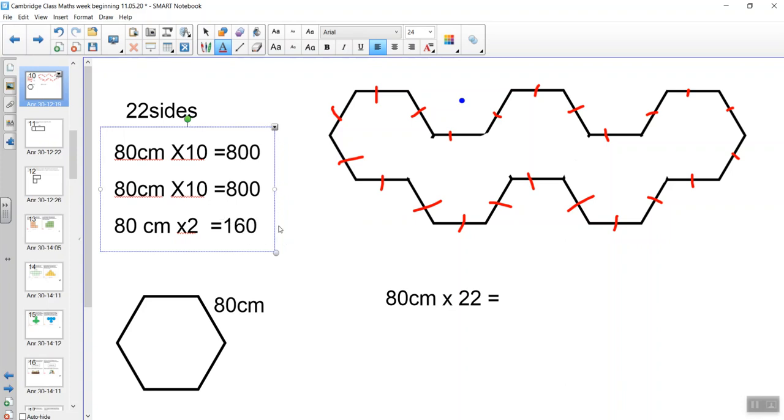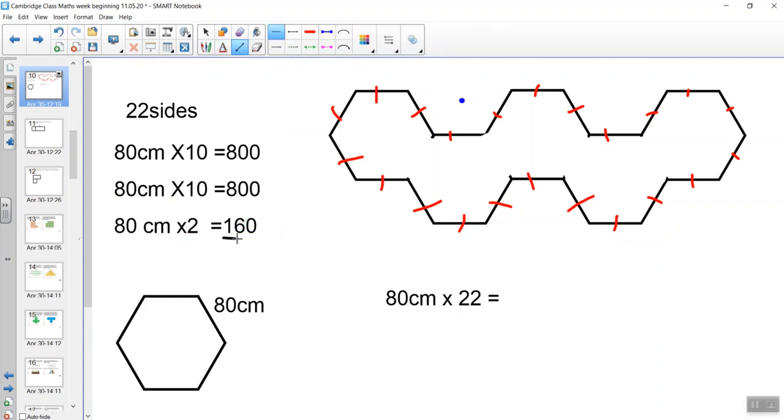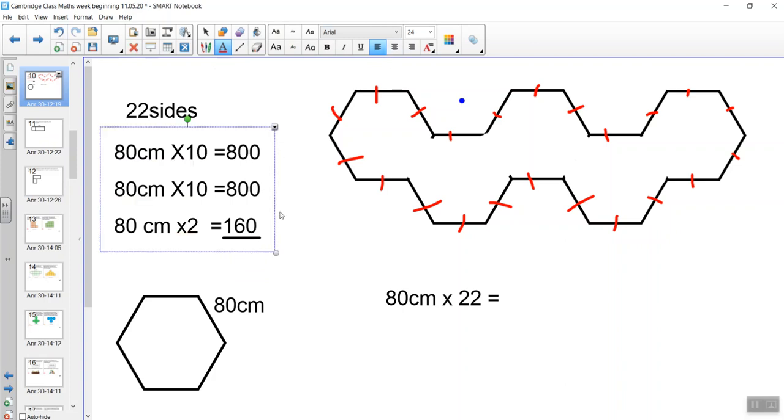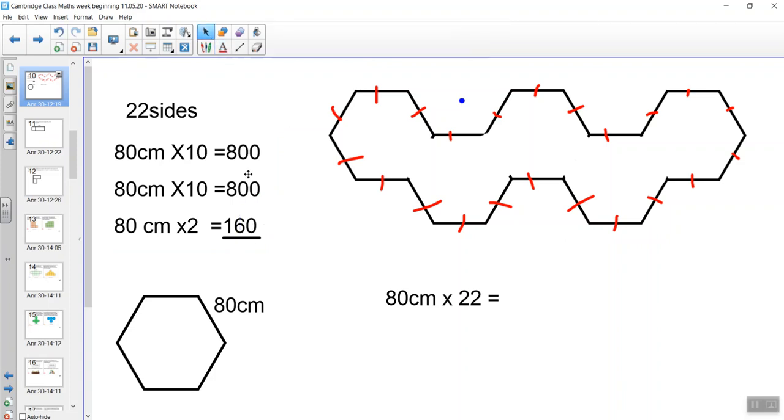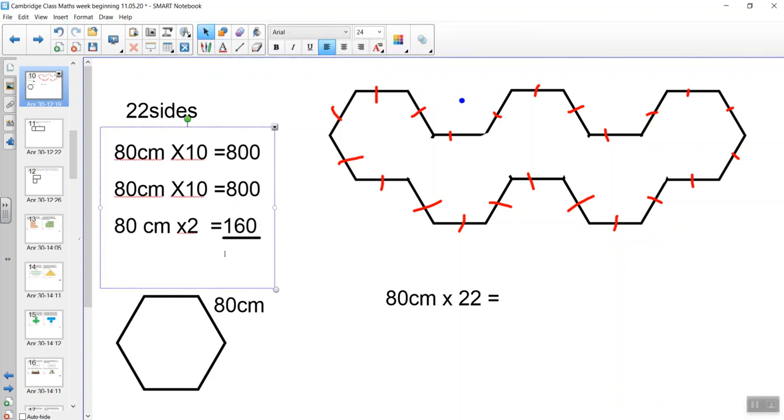So 800, add 800, add 160, I could add those up. Let's put an equal sign in and work that out, shall we? Let's add these up. So, 0 and 0 and 0 is 0. And 0 and 0 and 6 is 6. And 8 and 8 is 16, and one more is 17.